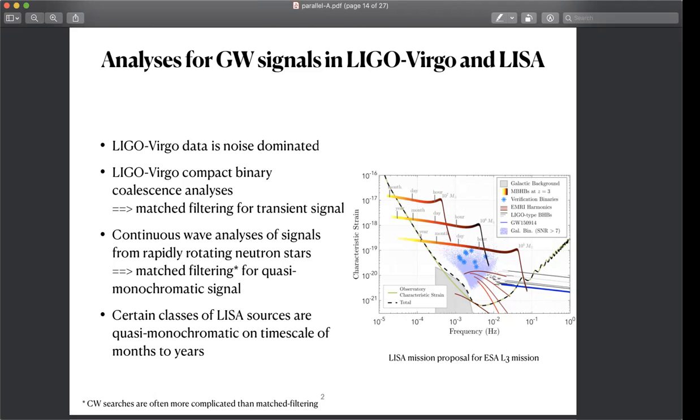So this type of signal, this rapidly rotating neutron star, is somewhat analogous actually to certain classes of LISA sources where they may be quasi-monochromatic sources. We've heard about the galactic white dwarf population, but also some of the slightly less massive binaries. They will exist in the LISA band for weeks to months to years. So depending on the time scale that you look at, these may be interesting sources to observe and they look quasi-monochromatic. Next slide, please.